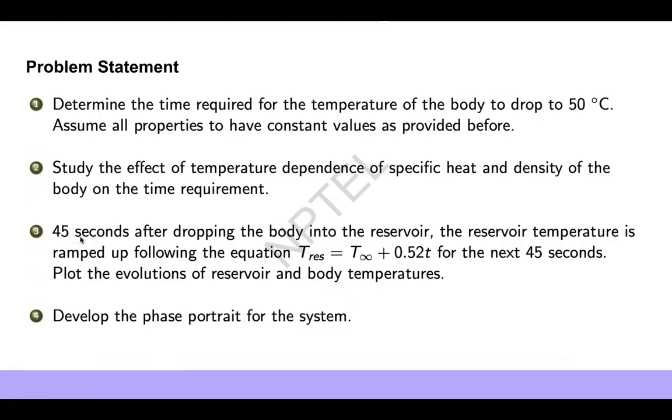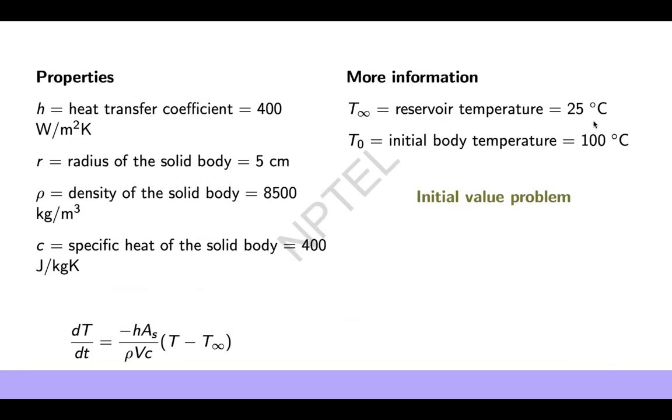Now we have a new problem statement here. After 45 seconds of dropping the body into the reservoir, the temperature ramps up according to the following equation: T reservoir, the temperature of the reservoir, is T infinity plus 0.5 t for the next 45 seconds. Plot the evolution of the reservoir and body temperature. As I told earlier, T infinity is a constant value, the reservoir temperature kept constant at 25 degrees Celsius. But now the system behavior has changed. For the initial 45 seconds, the reservoir temperature will remain at 25 degrees Celsius, a constant value.